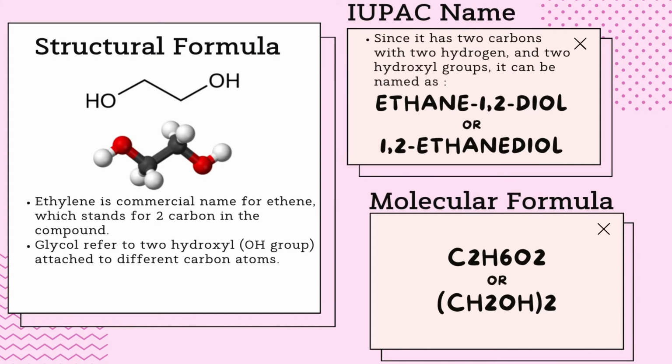Next, as you can see in the ethylene glycol line structure and 3D structure, it consists of two carbons, which is suitable for its name ethylene, which stands for two carbons in the compound. Also, we can observe that there are two hydroxyl groups attached to the compound. These are closely related to the reason why the compound name contains glycol, which simply refers to two OH groups attached. It is named as ethane-1,2-diol in IUPAC nomenclature and has the molecular formula of C2H6O2, or the simplified version, CH2OH in brackets 2.